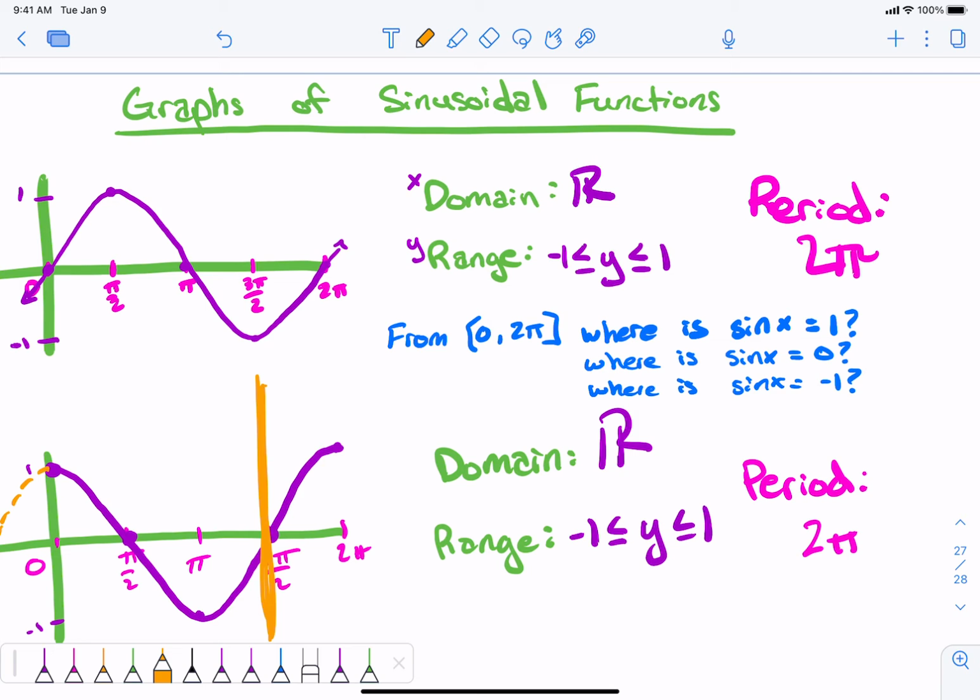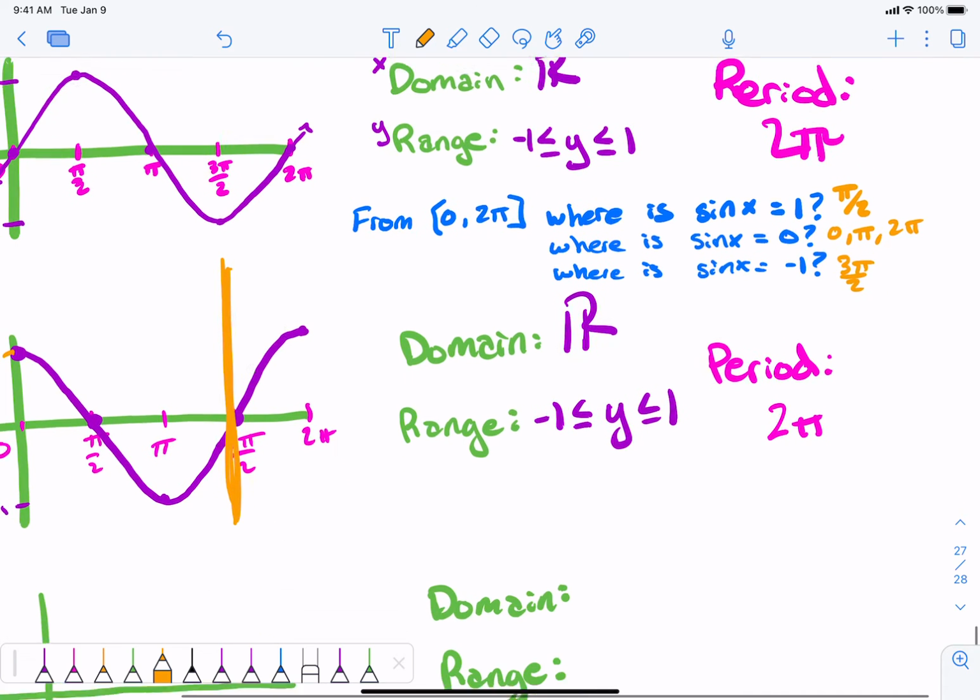So where does he touch 1 at? Pi over 2. Where does he touch 0 at? Pi. At 0 and at pi and at 2 pi. All three places, right? Where does he touch -1 at? At 3 pi over 2. Does this make sense? Kind of? Yes. Yeah? Okay. All right.